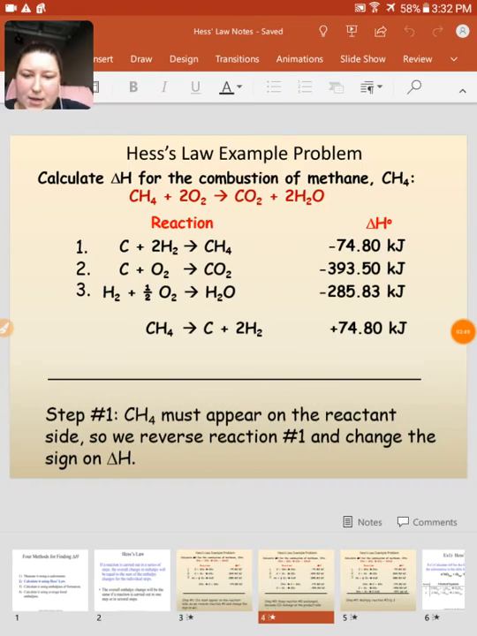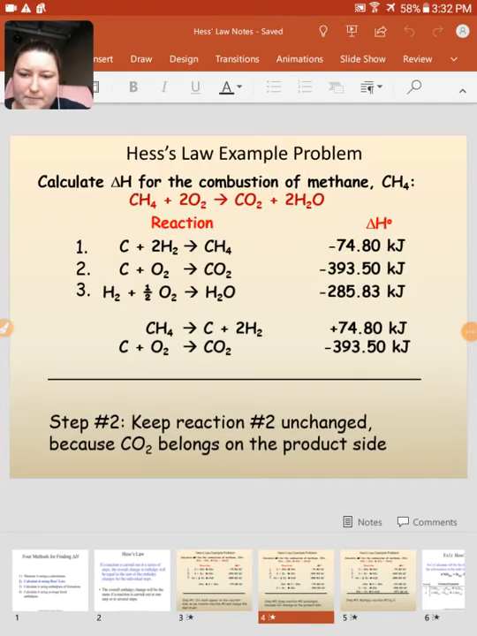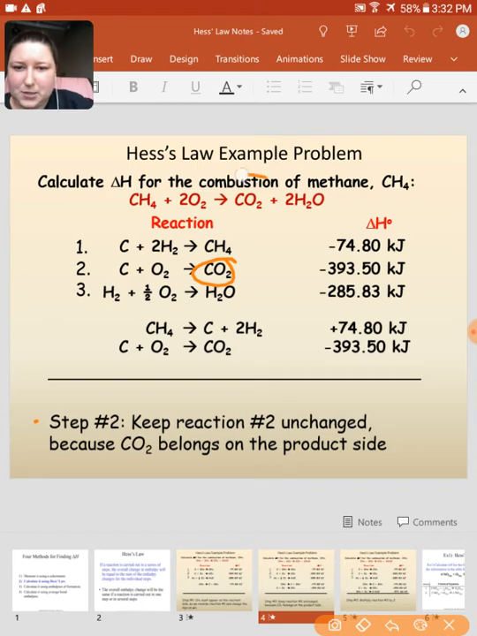Next step, it says down here, step 2, keep reaction number 2 unchanged because CO2 belongs on the product side. So CO2 is right here in the products, and CO2 is right here in the products. We just leave that as it is, and we add that negative 393.5 to our existing positive 74.8.